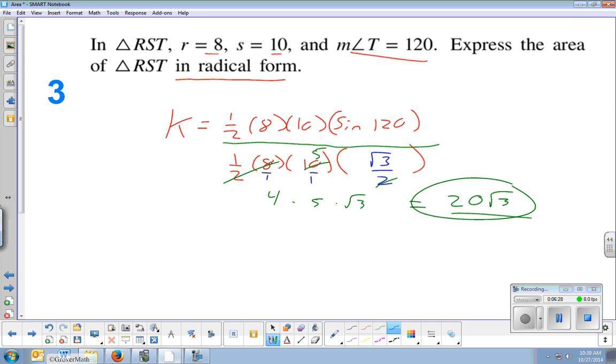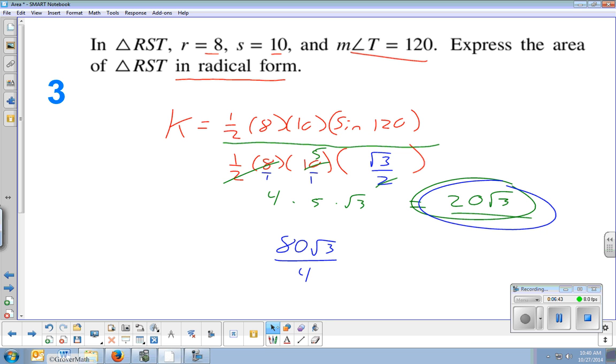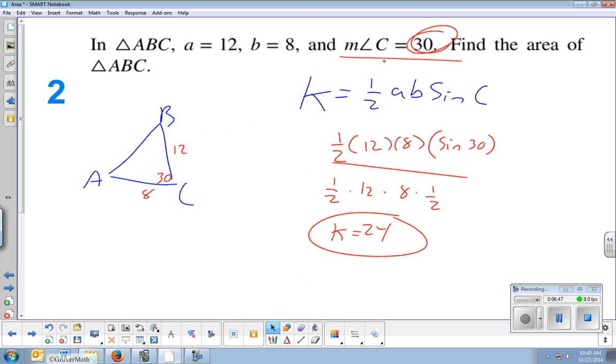Now, see how I simplified here? You could just multiply across the top. 1 times 8 times 10 times rad 3 would be 80 radical 3. And then 2 times 1 times 1 times 2 would be 4. And then simplify the 80 over 4 to be the 20 rad 3 right there. So you could do it either way. But this is a standard problem. There's really a couple ways it could go.